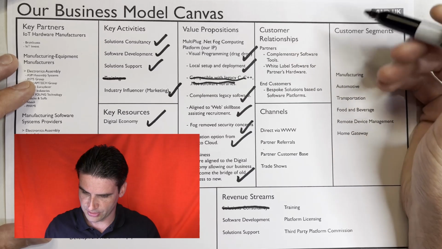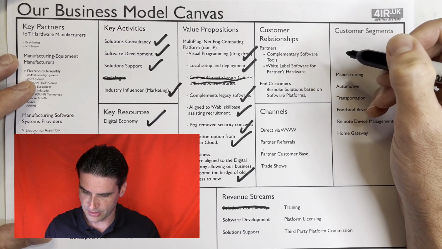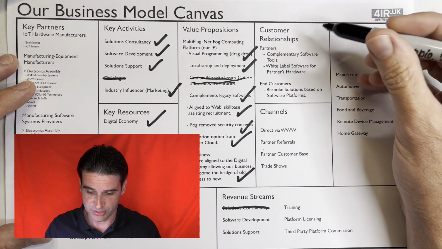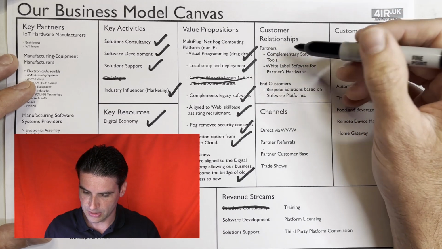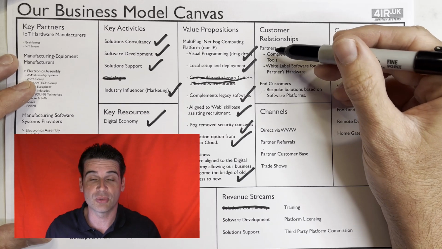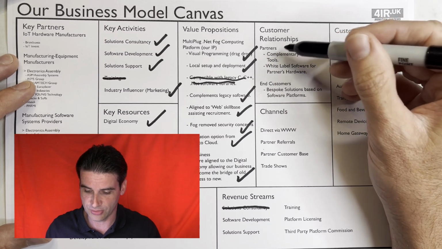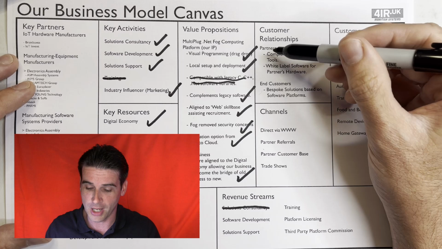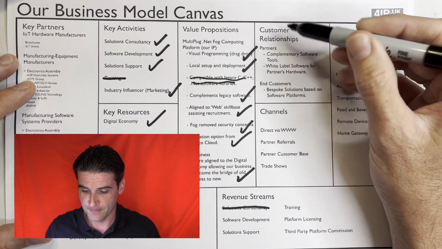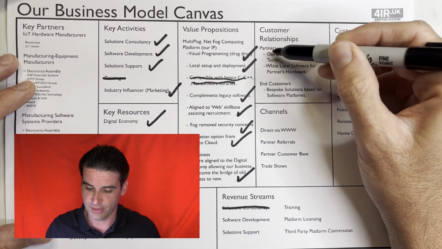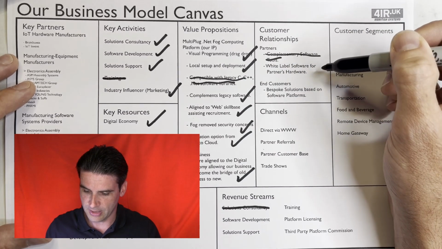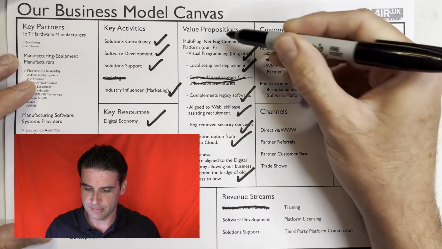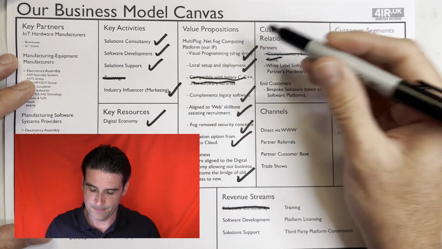Customer relationships, complementary software tools, not at the moment. We're trying to use what's already out there in the industry, but it's very difficult to find out what other people are doing, even when you just contact them briefly on an email. So not really. White label software for partner hardware, that's kind of thinking about the multi-plug situation.